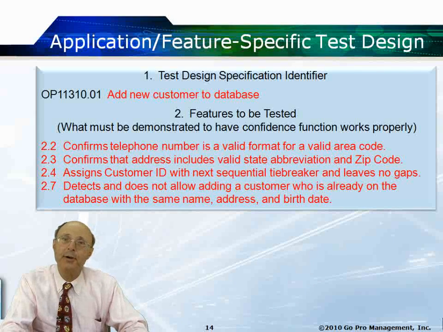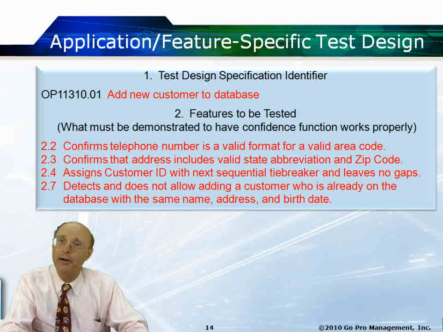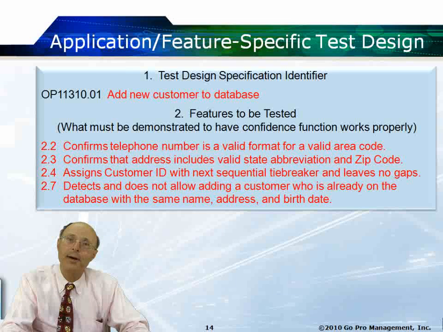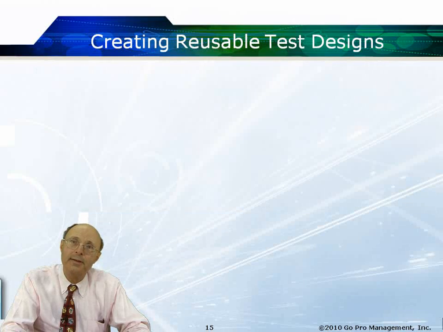It's adding the new customer to the database. It's confirming the telephone number is a valid format for a valid area code. It's confirming the address includes a valid state abbreviation. It assigns the customer ID with the next sequential tiebreaker, leaves no gaps, detects and does not allow adding a customer who is already on the database with the same name, address, and birth date. Okay? So we've got an application or feature-specific test design. We've got a more generally reusable test design for adding a new record to a database.